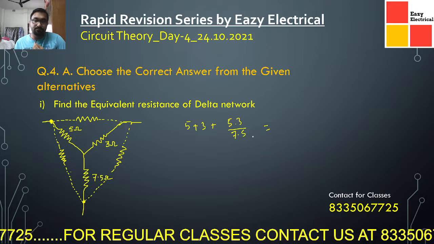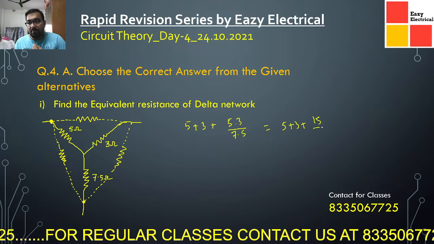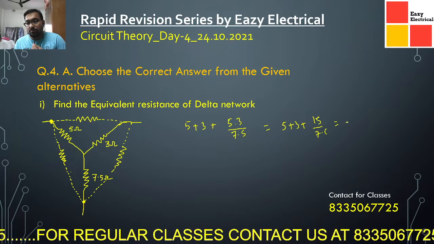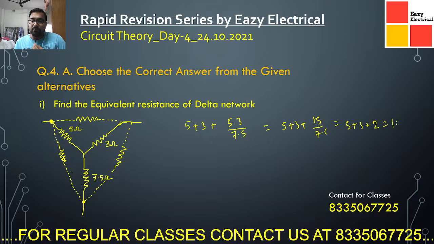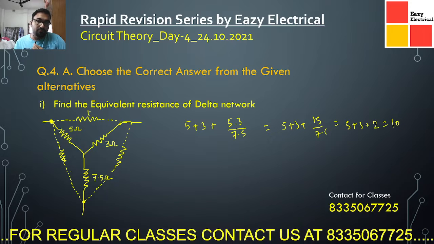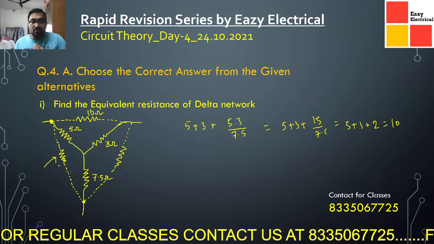So here it is 5 plus 3 plus 15 divided by 7.5, that means 2. So 5 plus 3 plus 2, that gives us 10. So this is 10, right? 10 ohm. So similarly, these resistances you can also calculate.